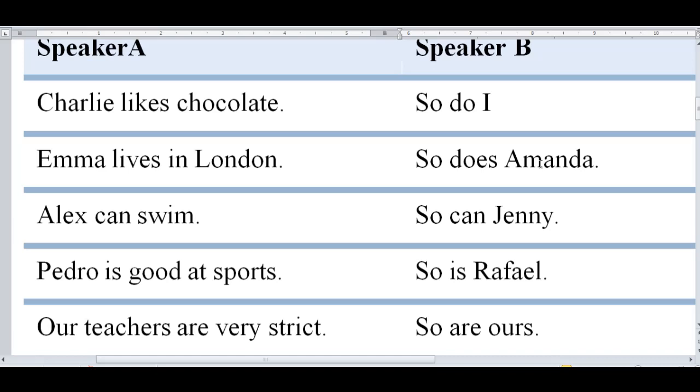Emma lives in London, so does Amanda. Alex can swim, so can Jenny.